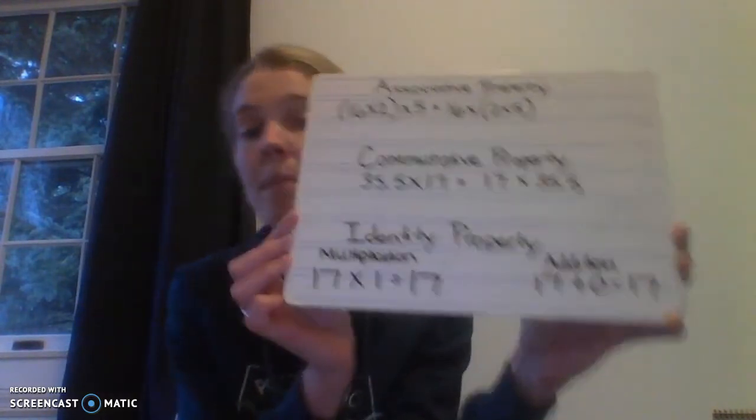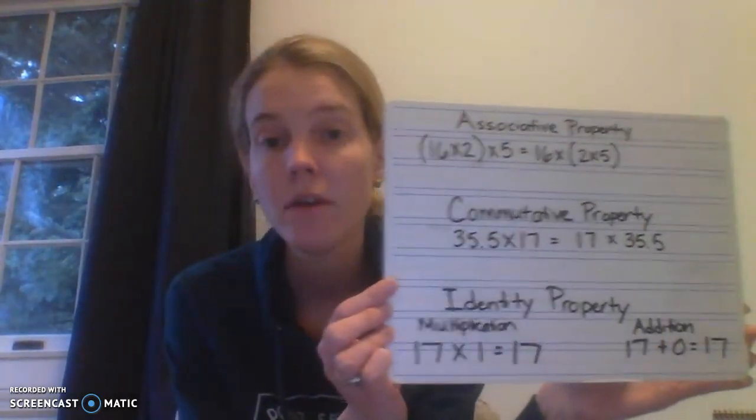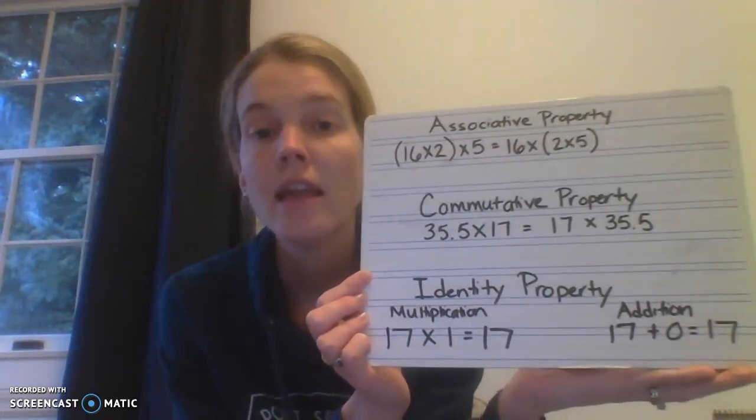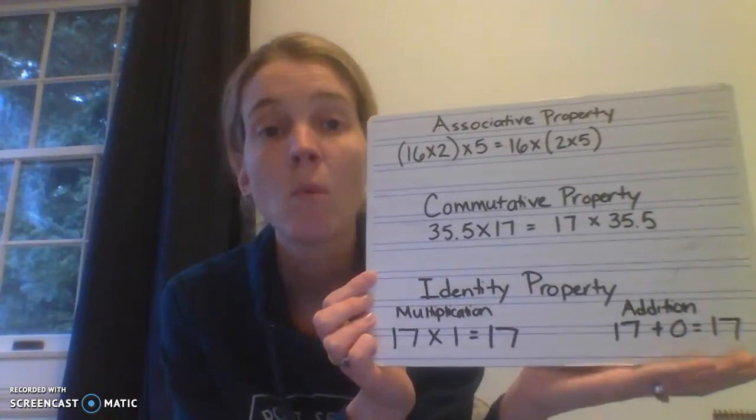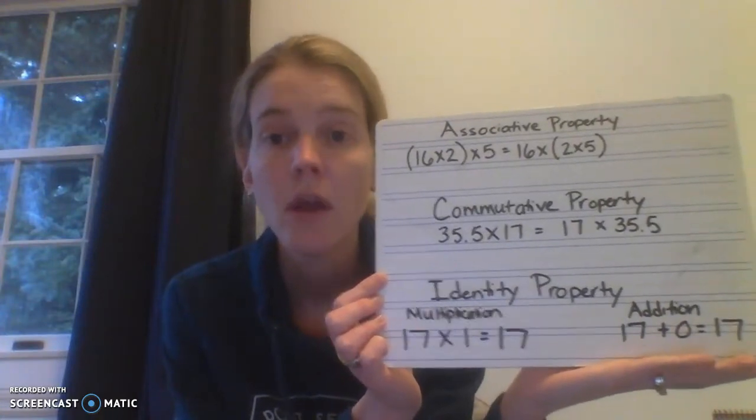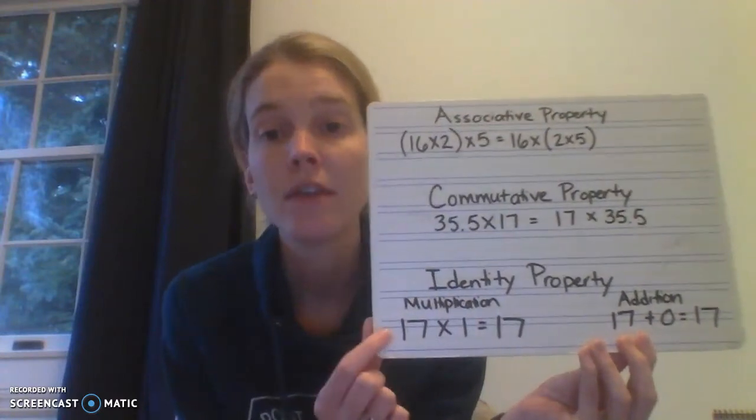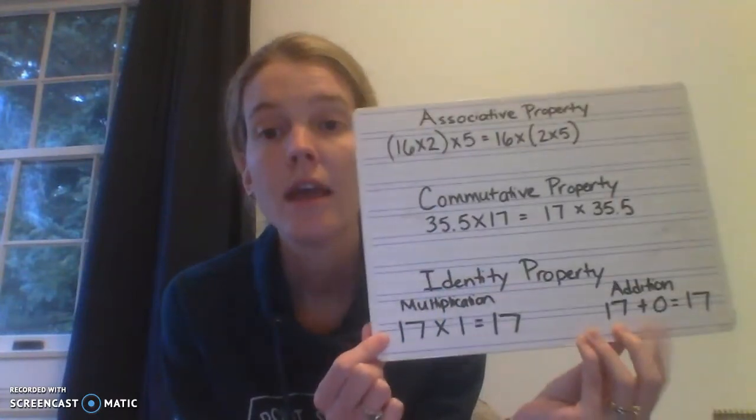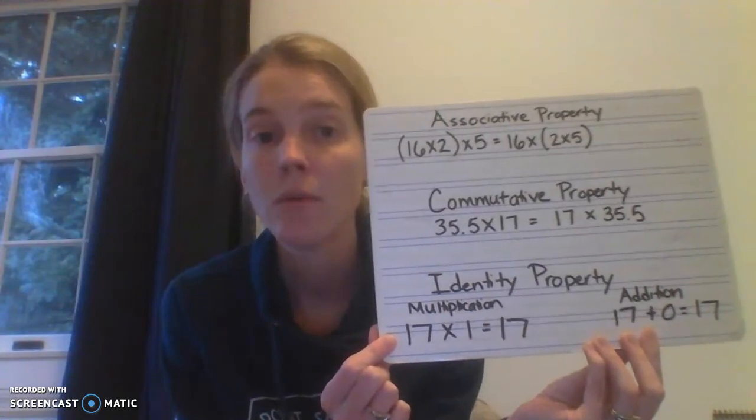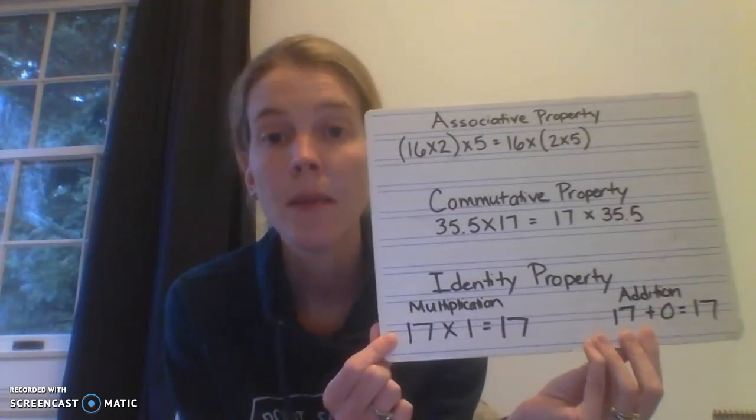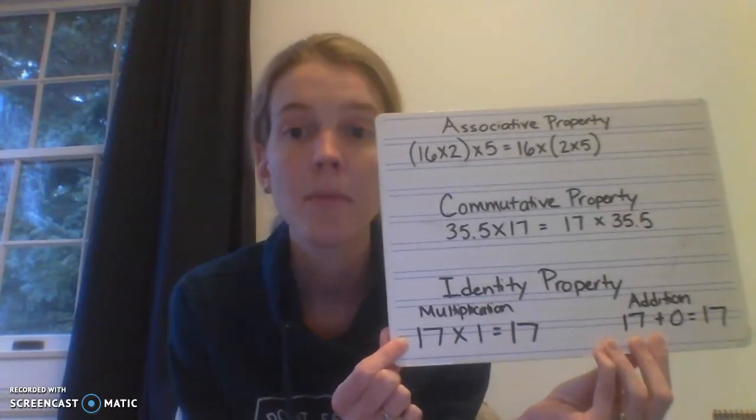The identity property is the only one that's a little bit different. The identity property of multiplication is any number multiplied by the number 1 is equal to itself. Whereas we learned that the identity property of addition is any number added to 0 would be itself. So just notice the difference between the identity property of multiplication and the identity property of addition.